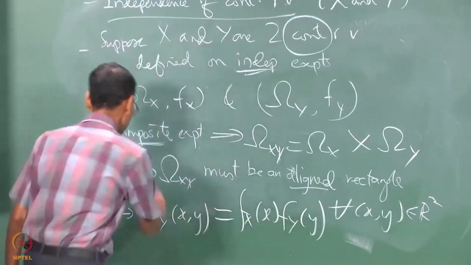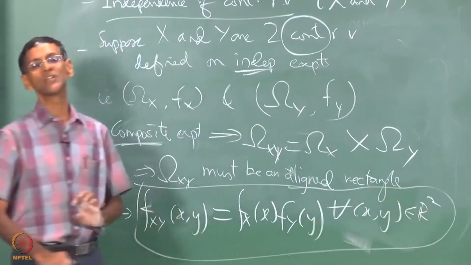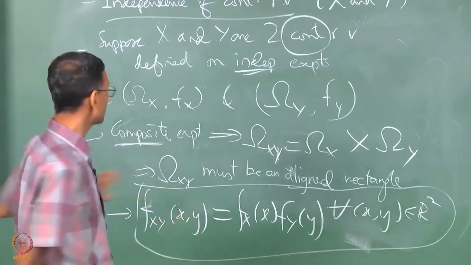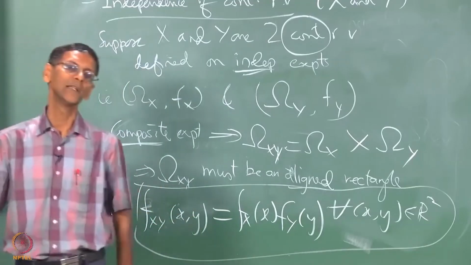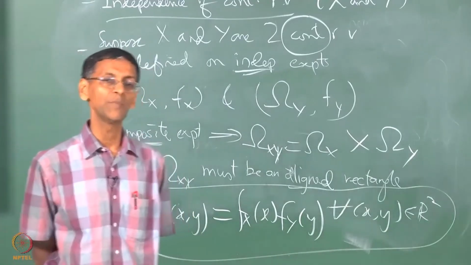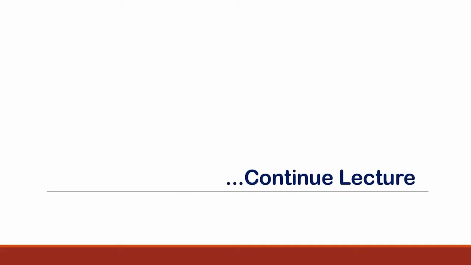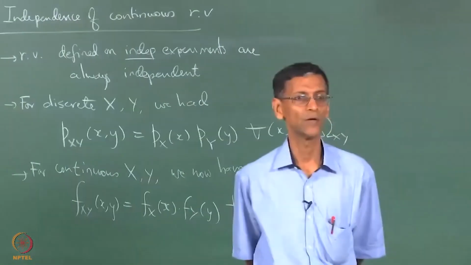What I am trying to say is, supposing I construct this function like this, I claim that this function constructed like this is a valid joint PDF. Think about this. Okay, so let us get going.